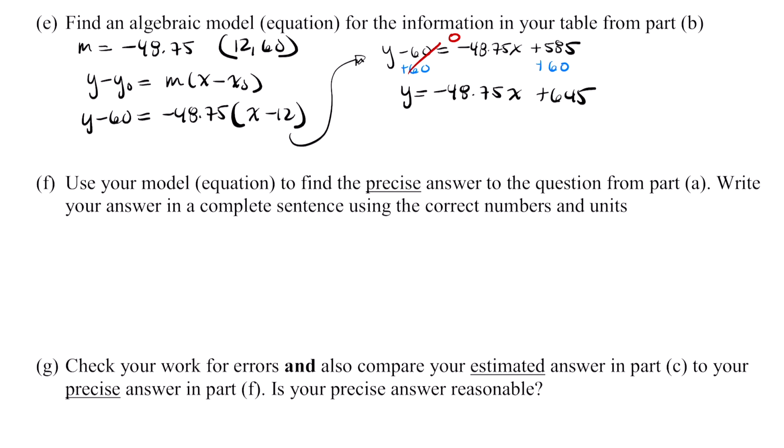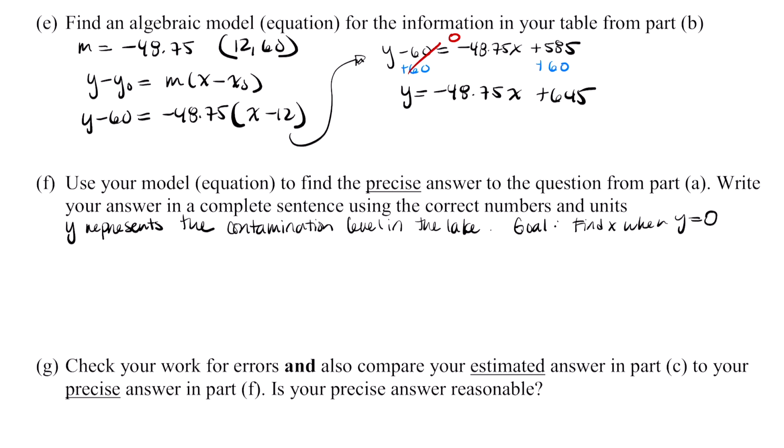Now let's use our model, that is our equation, to find the precise answer to part A. Write our answer in complete sentences using the correct numbers and units. So what did we want to know in part A? We wanted to know when the contamination would reach 0. And if you remember, y represents the contamination level in the lake. So our goal here is to find x when y equals 0.